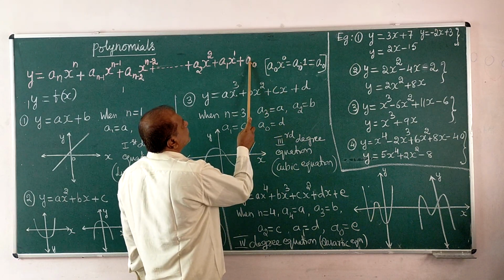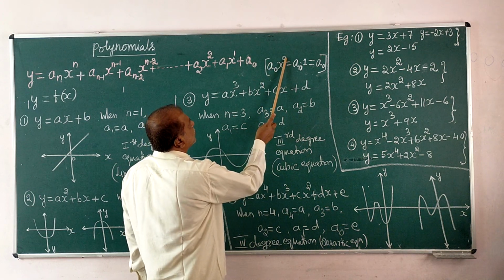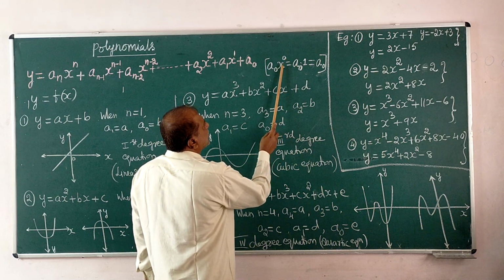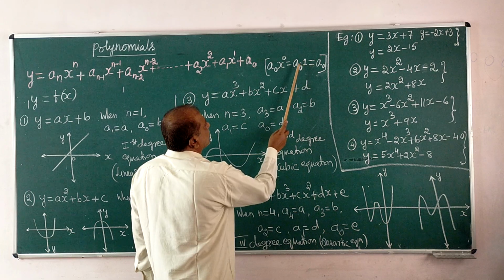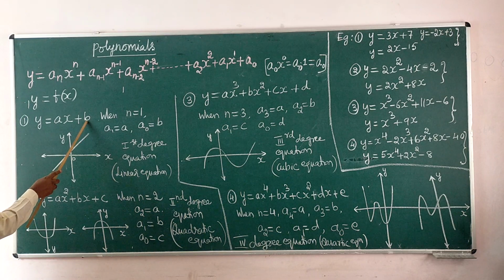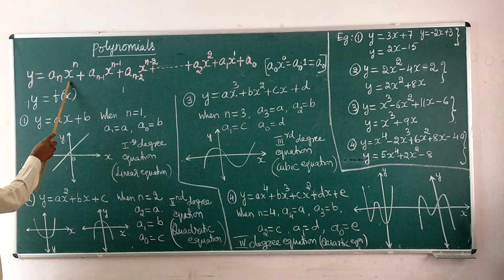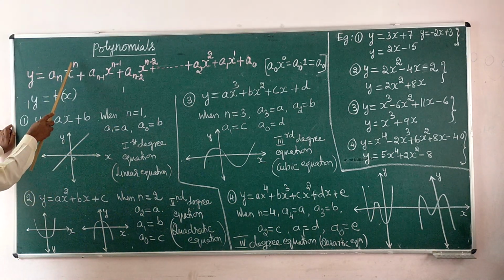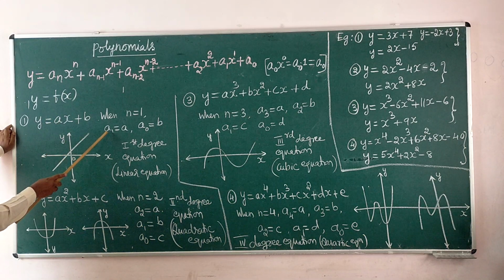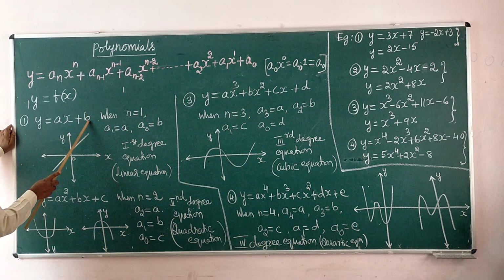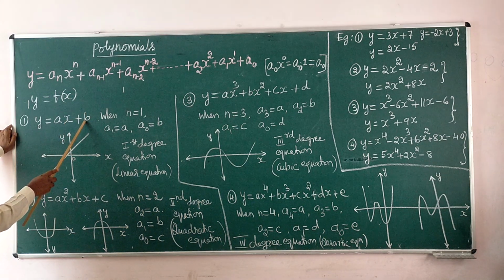The last term a0 means a0 times x to the power of 0, and anything to the power of 0 is 1. Therefore a0 into 1 equals a0. That is why a0 is b. So the equation reduces to y equals ax plus b when n equals 1. Here a1 is a and a0 is b. So this is the polynomial equation when you feed n equals 1.